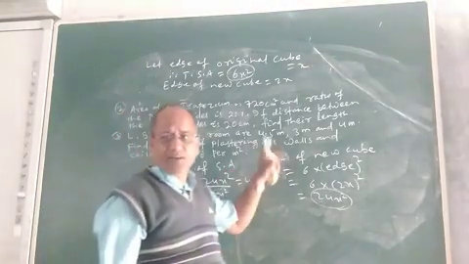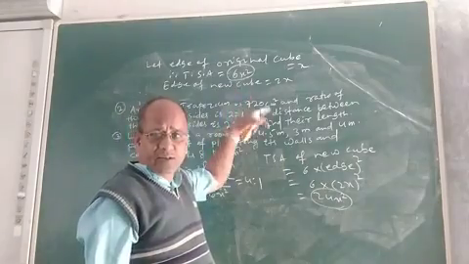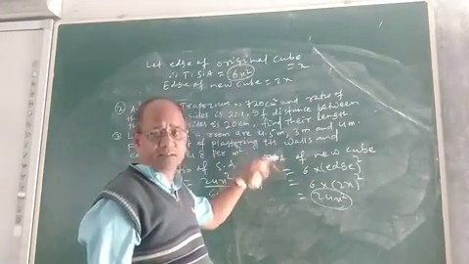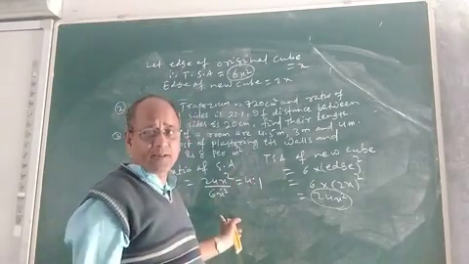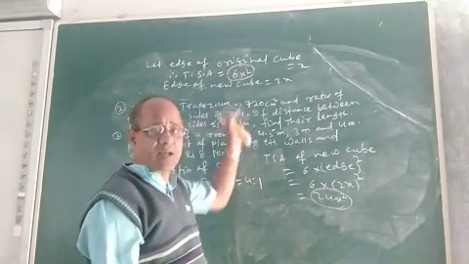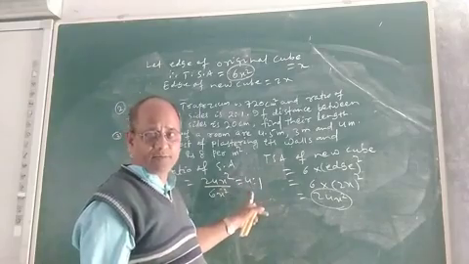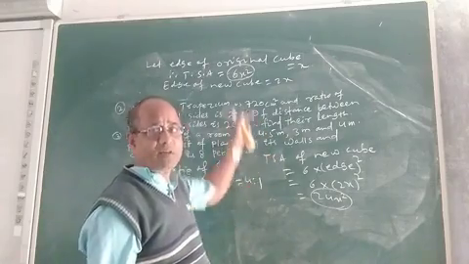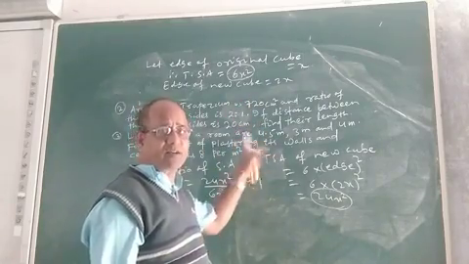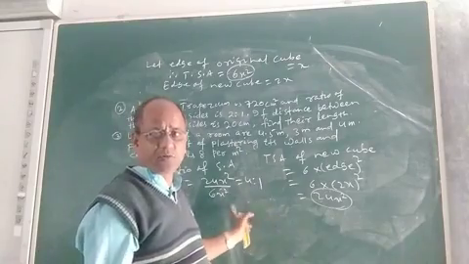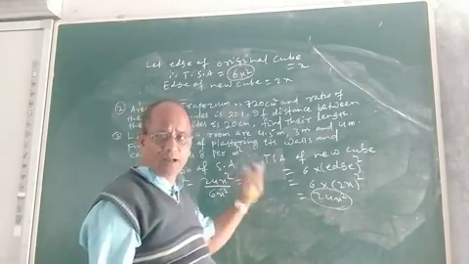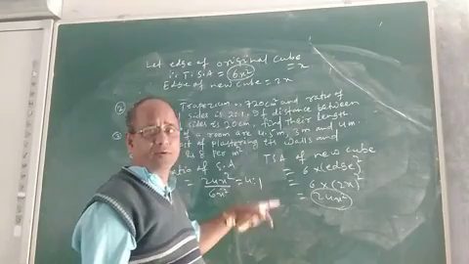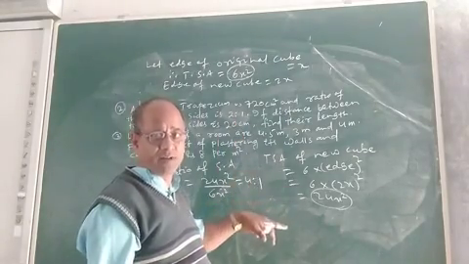That means if each edge of a cube is doubled, then the surface area will become how many times? 6 times, sorry, 4 times. 4:1. The surface area of the new cube will be 4 times the original one if each edge of the cube is doubled. Children, I hope you understood what will happen to the surface area of the new cube if each edge of a cube is doubled.